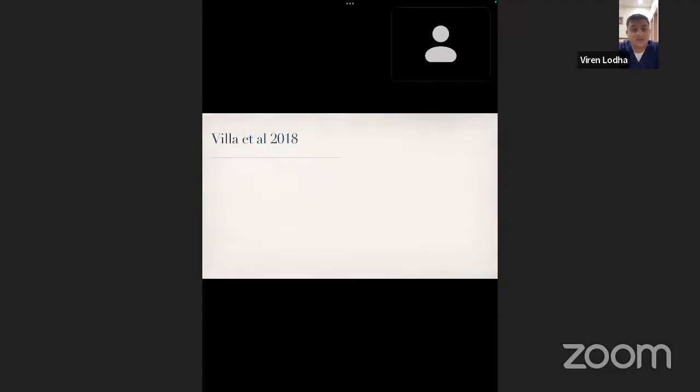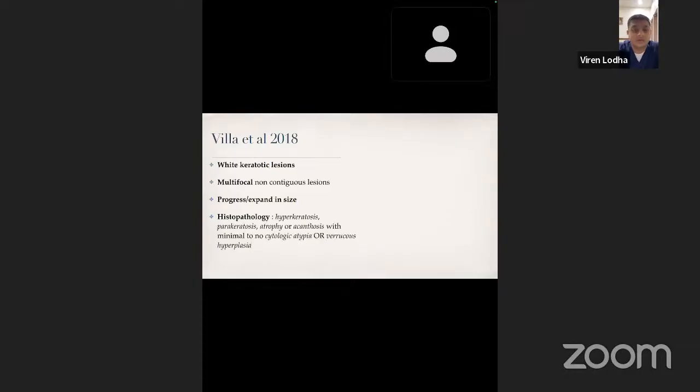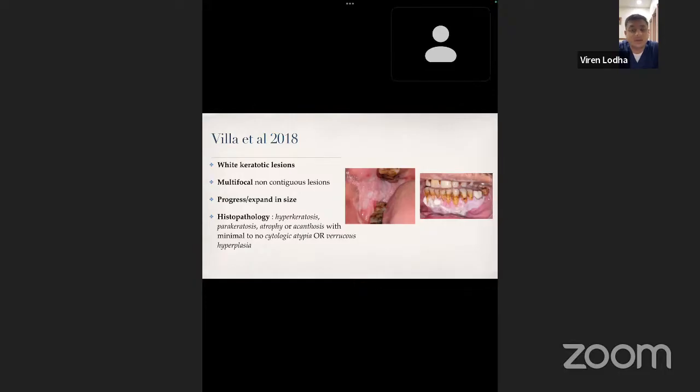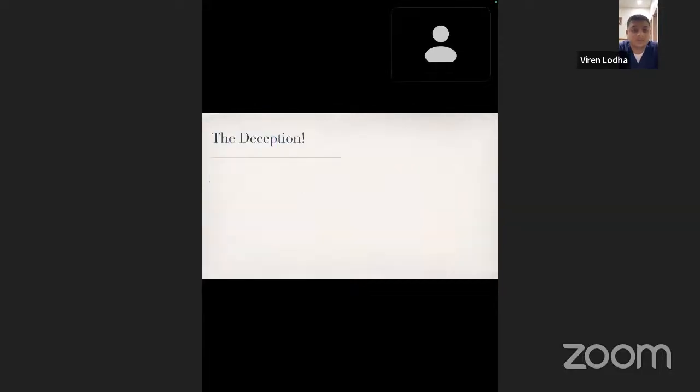The diagnostic criteria put forward by Villa et al. says the lesion must be white keratotic, it should be multifocal, or it must be a single lesion involving an area of more than 4 centimeters. It must progress or expand in size, and histopathologically, there must be hyperkeratosis, parakeratosis, atrophy, or acanthosis, or even verrucous hyperplasia. We must now understand that there were also other diagnostic criteria put forward by various authors.